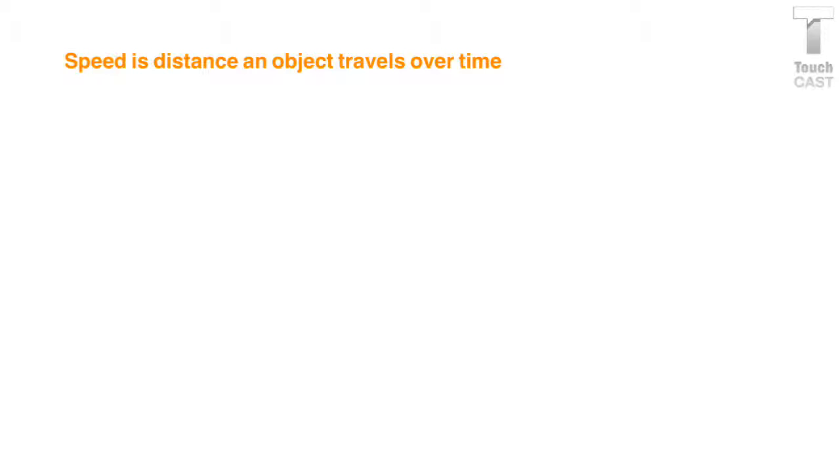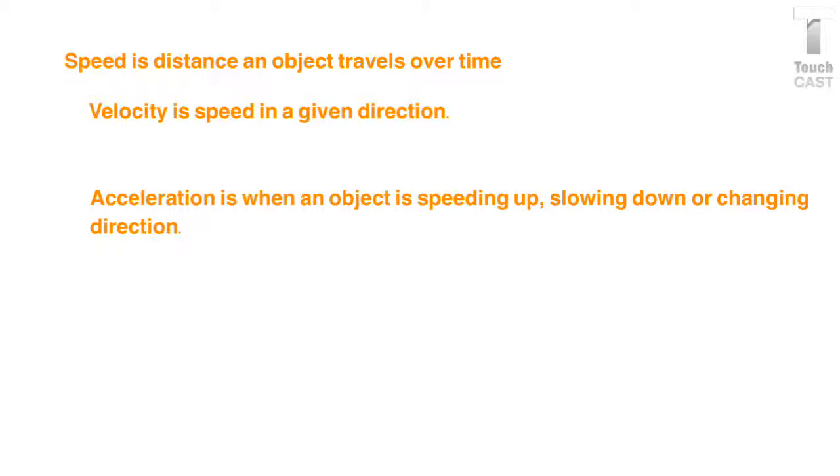So what about velocity? Velocity is speed in a given direction. So it could be any speed that you have, but it tells you what direction it's going: north, south, east, west, to grandmother's house, to the store. Those are all velocities.